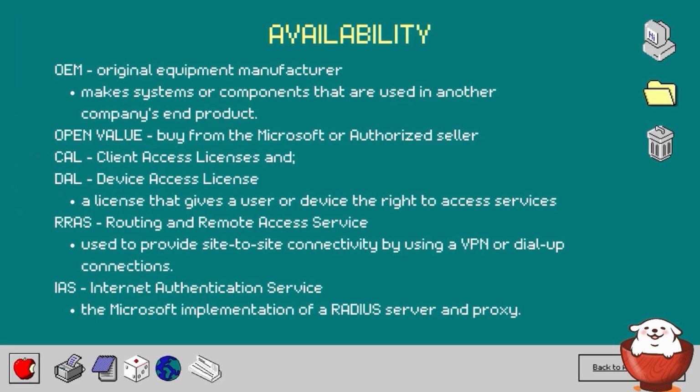So here are some definitions that are related to availability. Some of these have been mentioned earlier in the video, just like the OEM, or the original equipment manufacturer.